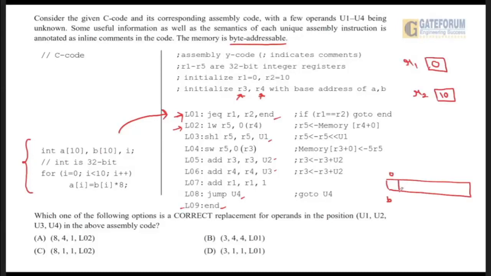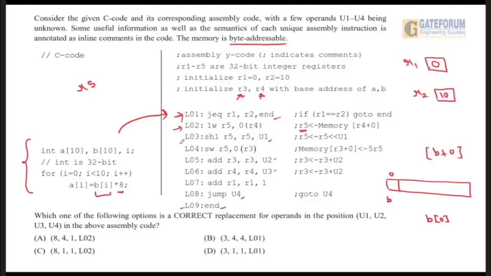Right? And we have to take the value at R4 plus 0. Suppose this is an array B, indexing 0. So how will you access index 0? You will access it by B plus 0, right? And B value is stored in R4. So R4 plus 0 means we are accessing the value of B0. So B0 value is stored in R5. Okay. Now B0, this value we have taken in the register R5. Now what we have to do? We have to multiply it with 8 and then store it in A of 0.